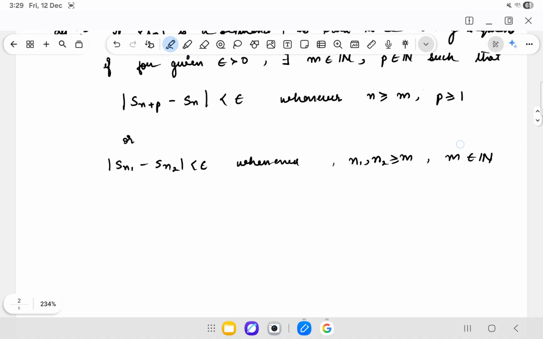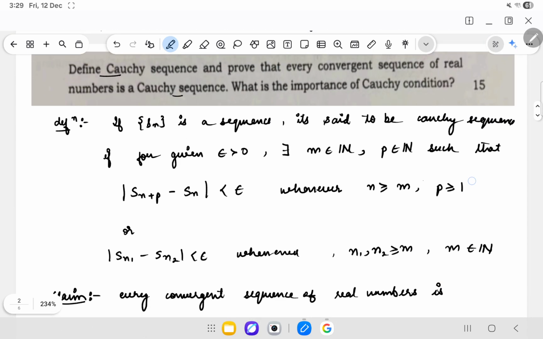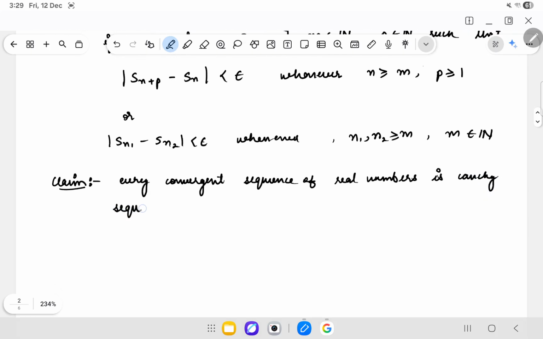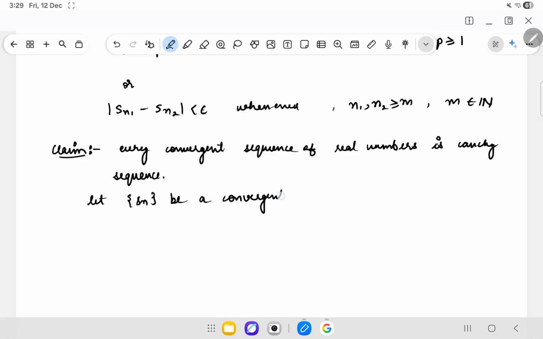Now our claim is every convergent sequence of real numbers is a Cauchy sequence. Now let Sn be a convergent sequence.